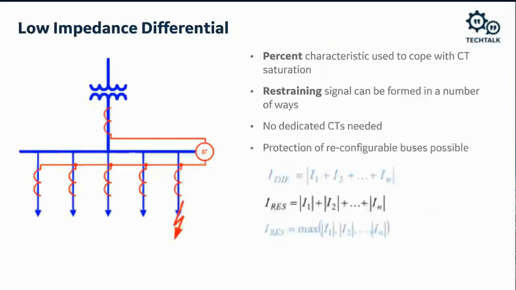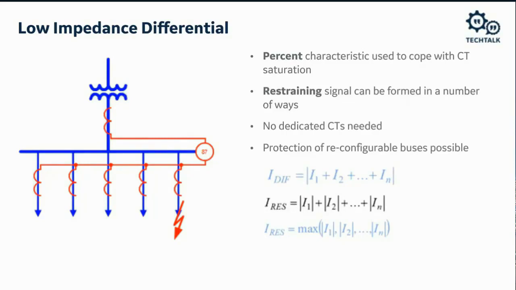The low impedance differential. And this is the more popular scheme today if you're doing any new bus protection system. If you're installing a new bus protection scheme, this is probably the scheme you will choose because of its flexibility. In this scheme, how it works is, again, in Kirchhoff's current law, it adds all the currents, what we refer to as the differential currents. It adds the currents vectorially to create a differential signal.